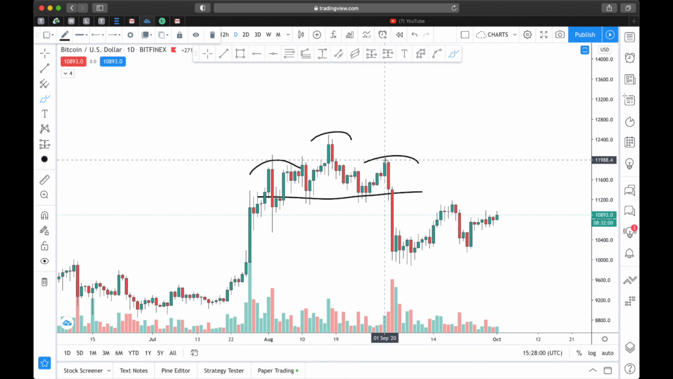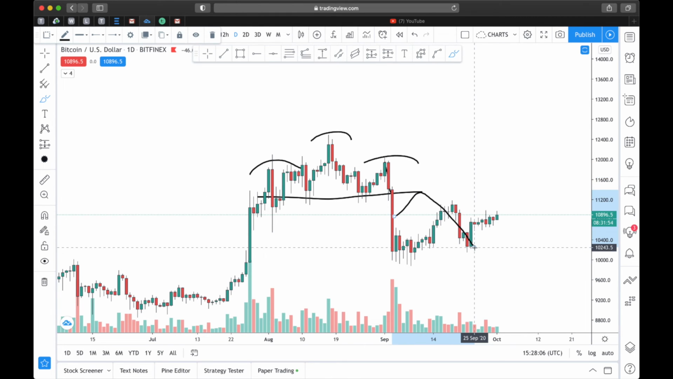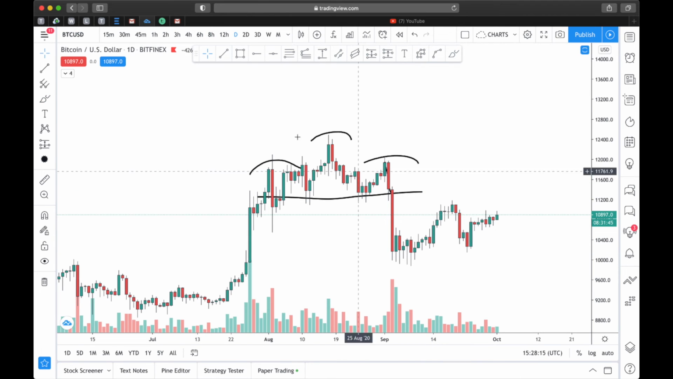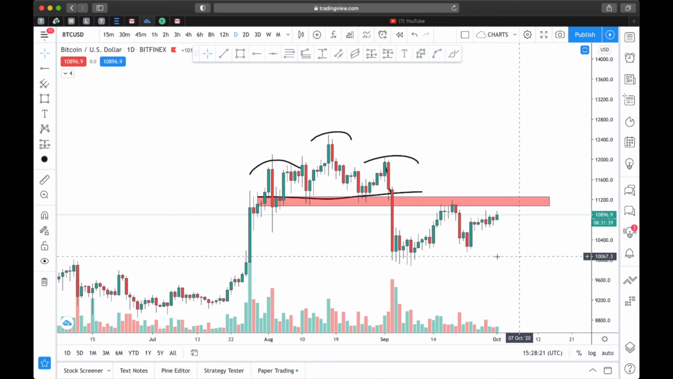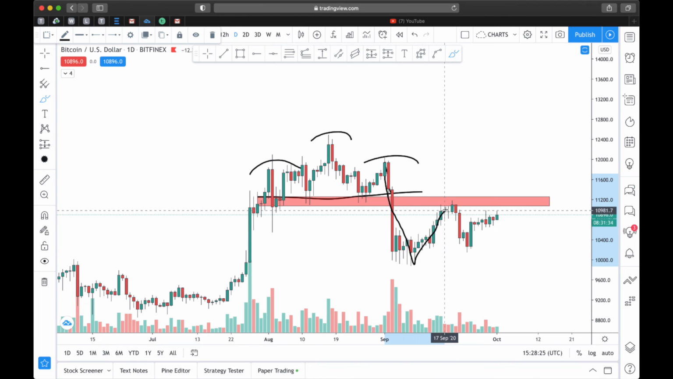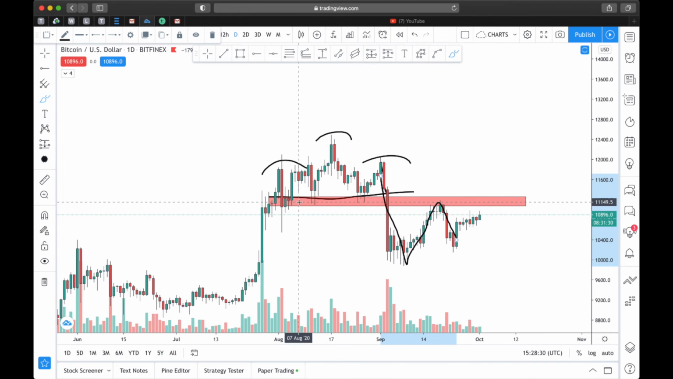And once it breaks the neckline, there's going to be a retest of that neckline before the price will continue to move down. So if you check this chart well, there's a retest of the neckline. So this is the neckline. This region is the neckline. And what happened? When the price broke below the neckline, it came back to retest it before coming down. This is a typical example of head and shoulder formation.